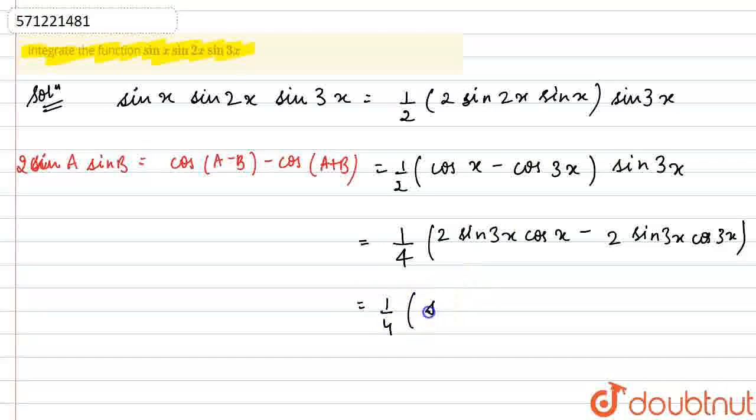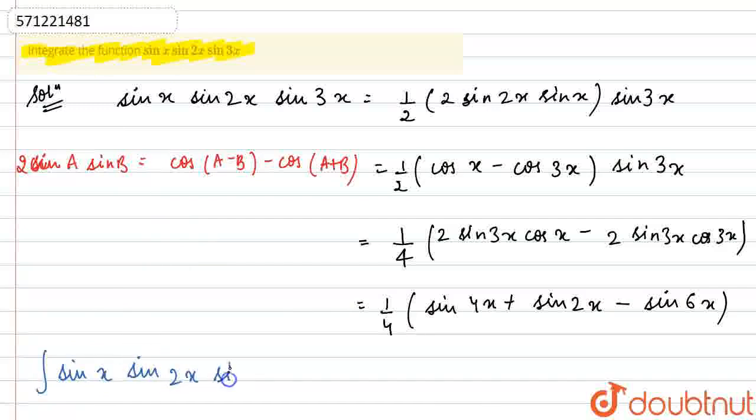So I can write this as 1 by 4, sin 4x plus sin 2x, since when I expand it using sin A plus sin B, we'll get this only, and we need to do minus of sin 6x. So what we were having is that we need to integrate the function sin x into sin 2x into sin 3x. We'll get this as integration of 1 by 4, integration of sin 4x plus sin 2x minus sin 6x dx.